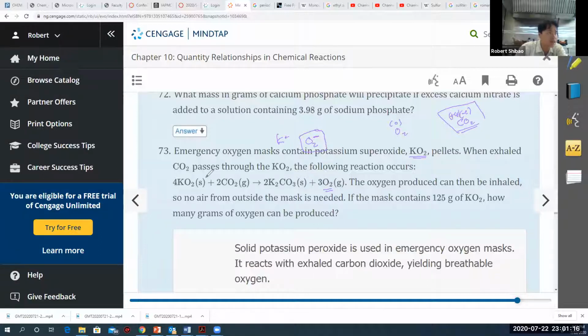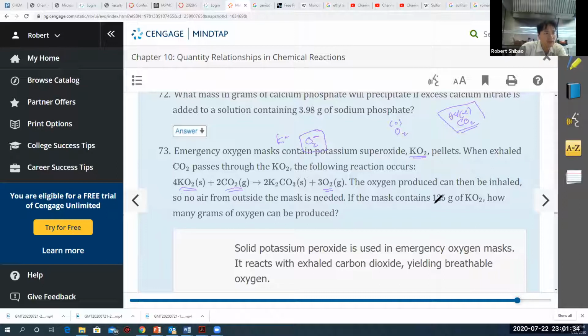So this is self-contained. This is solid. You don't have to have a huge tank. And the gas, this is what you're exhaling. And so you have a small tank of KO2 solid. If this were a gas, then you'd need a large tank for this.